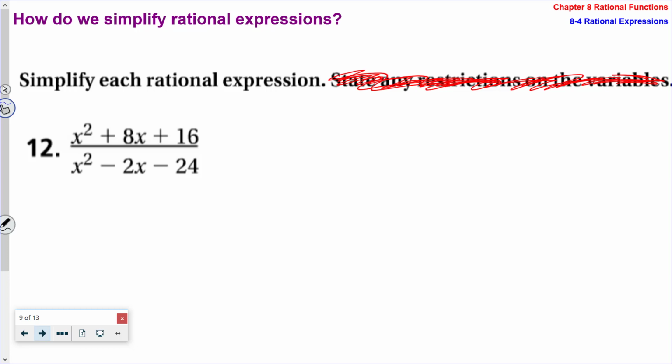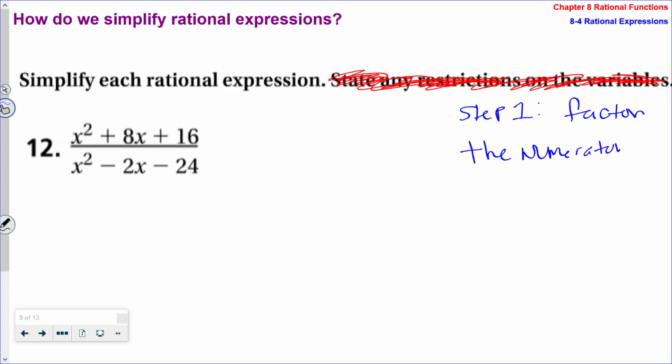So when you have more than one term in your numerator and denominator, you have to factor. You have to find your factors first. So step number 1. Factor the numerator and the denominator.